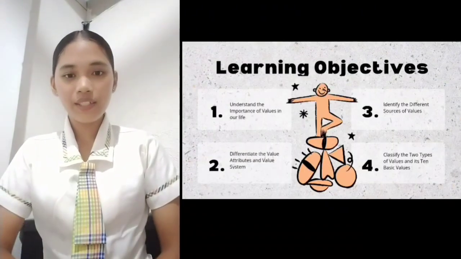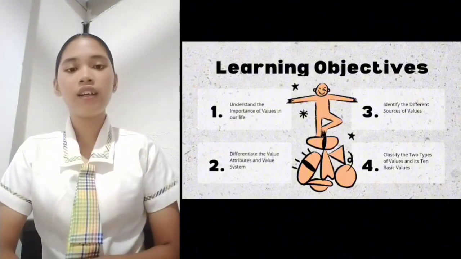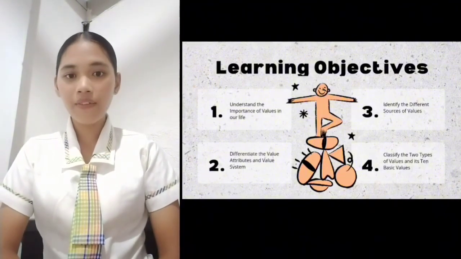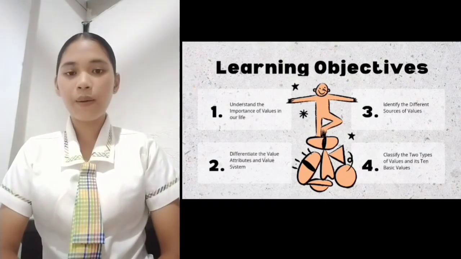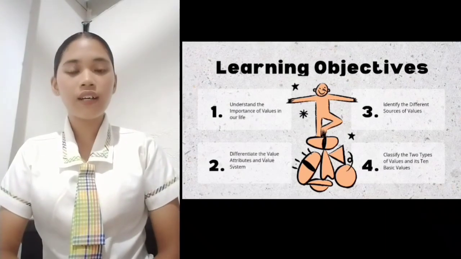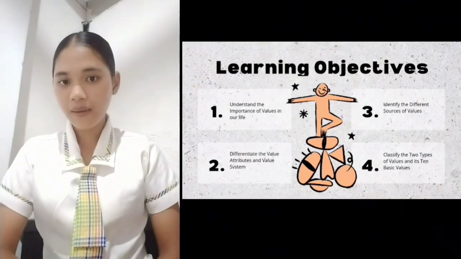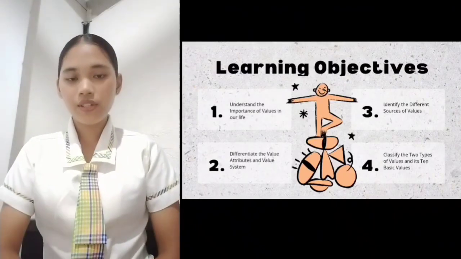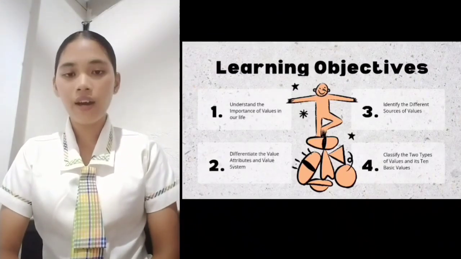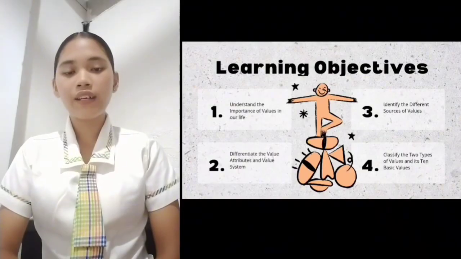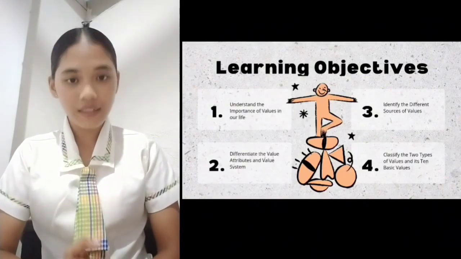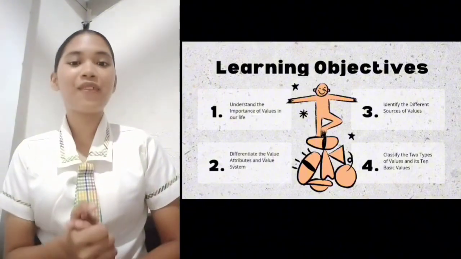And we have our learning objectives. These are, firstly, understand the importance of values in our life. Second is differentiate the value attributes and value system. Third is identify the different sources of values. And lastly, we have classify the two types of values and its 10 basic values.